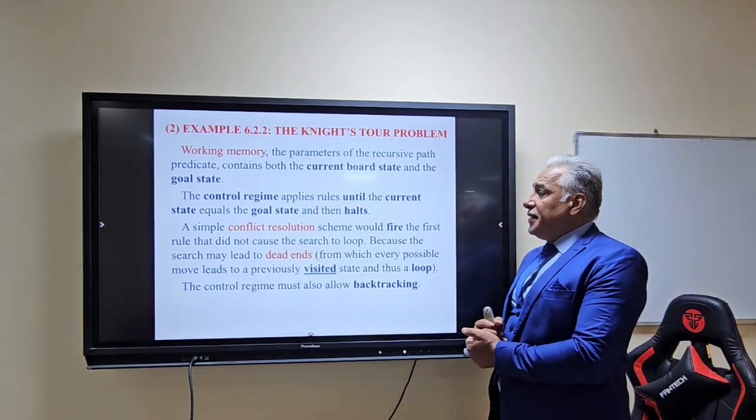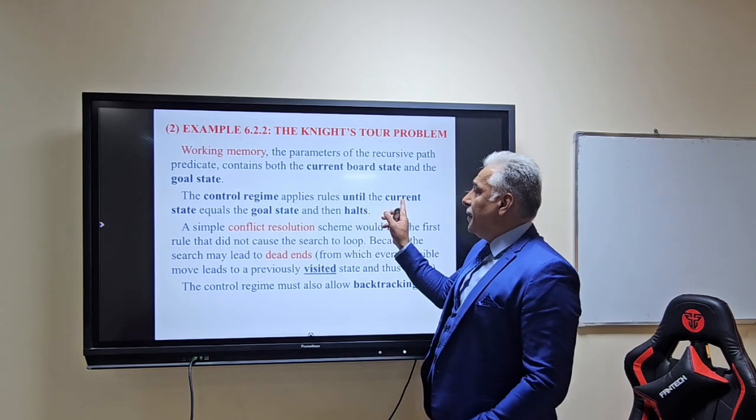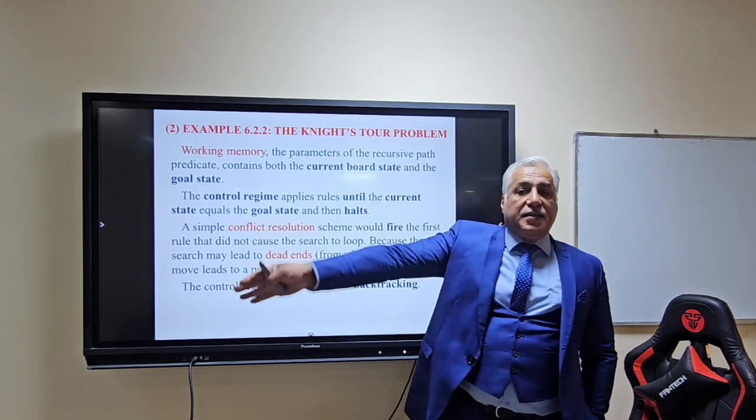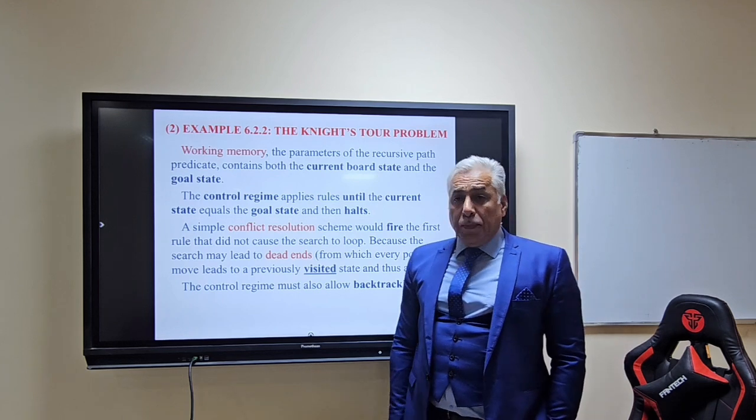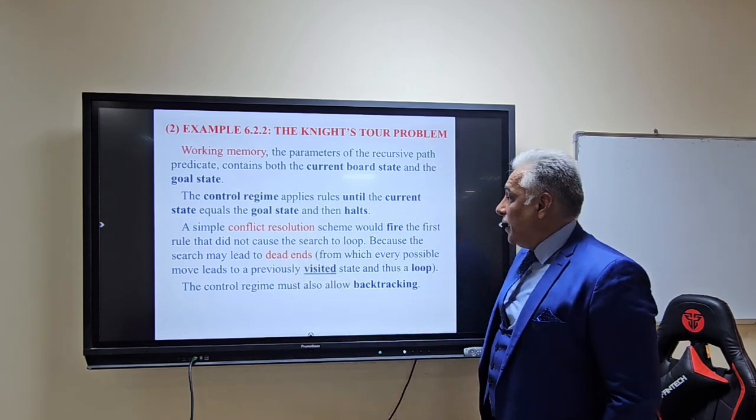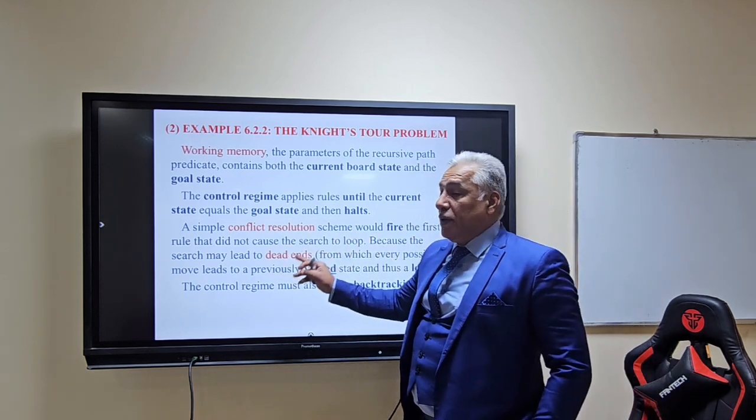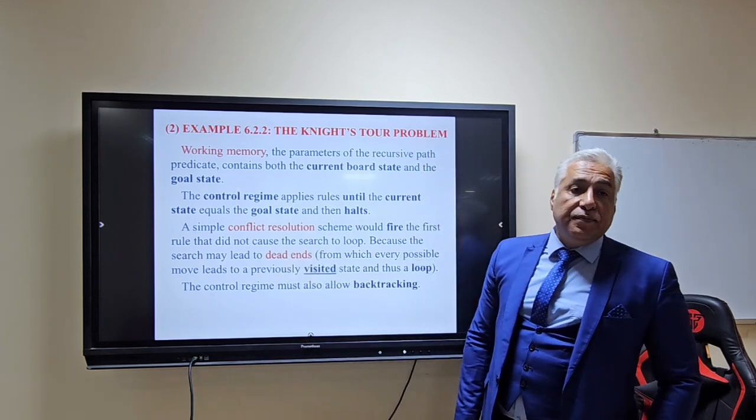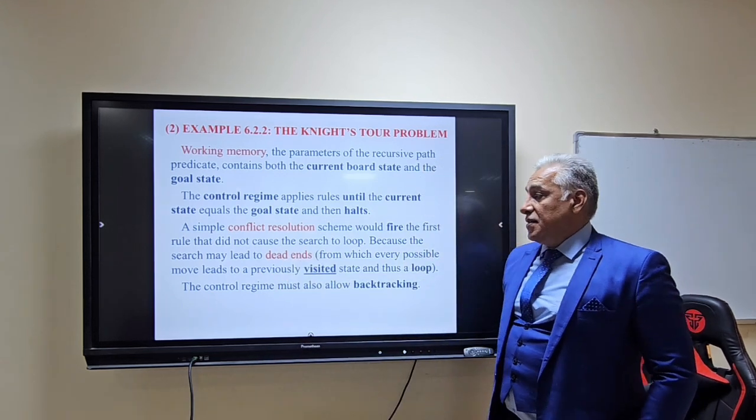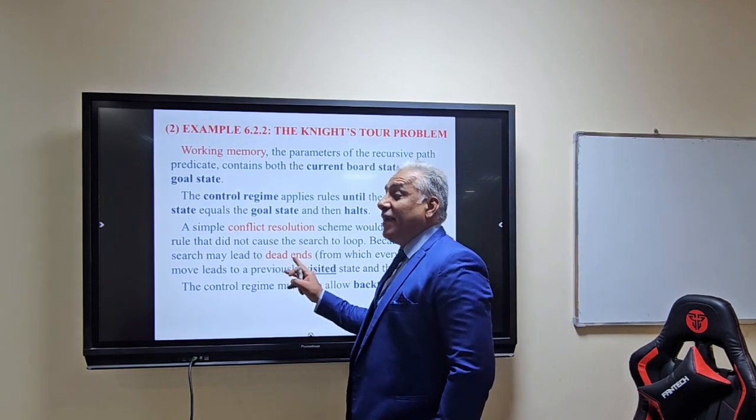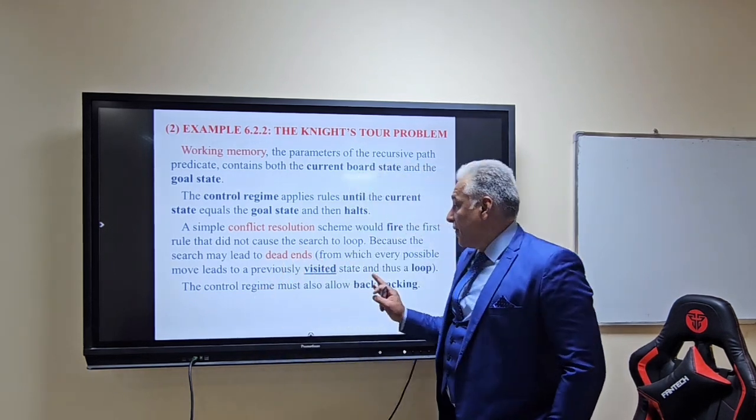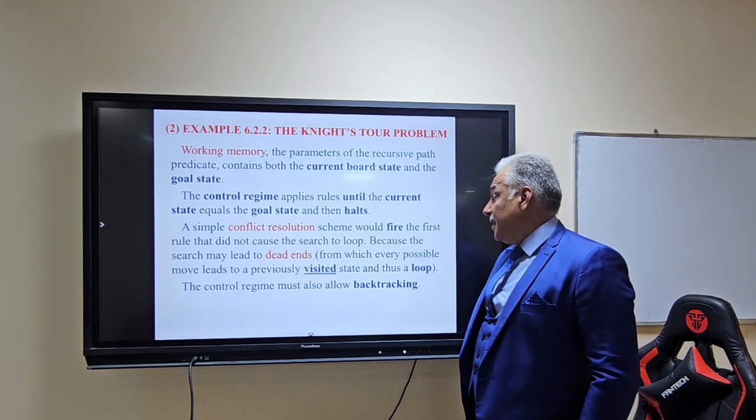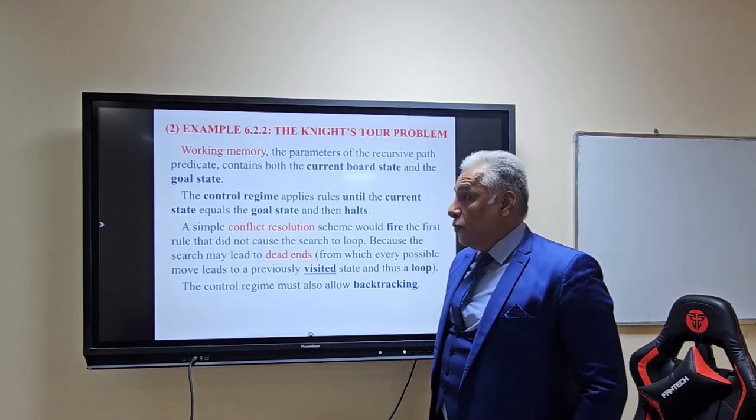The control regime applies rules until the current state equals the goal state and then halts. A simple conflict resolution scheme would fire the first rule that did not cause the search to loop, because the search may lead to dead ends from which every possible move leads to previously visited states and thus a loop.